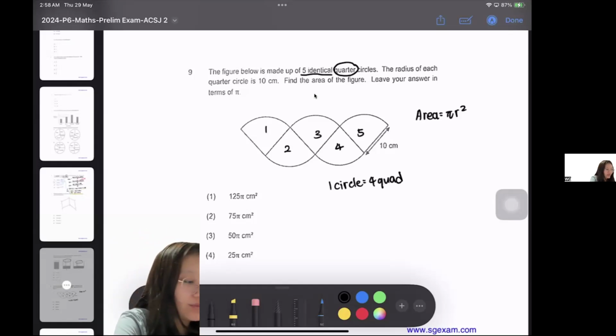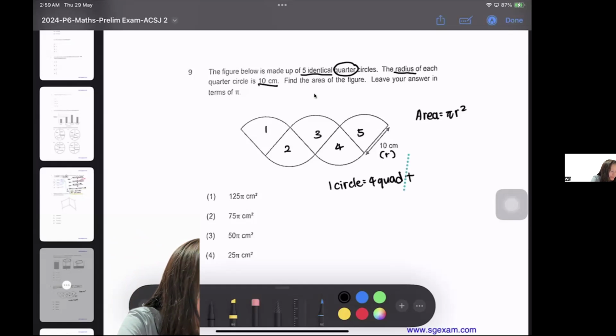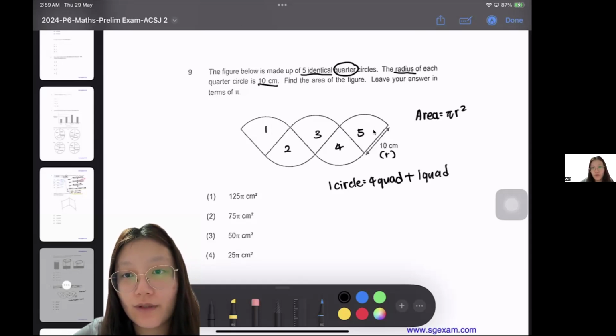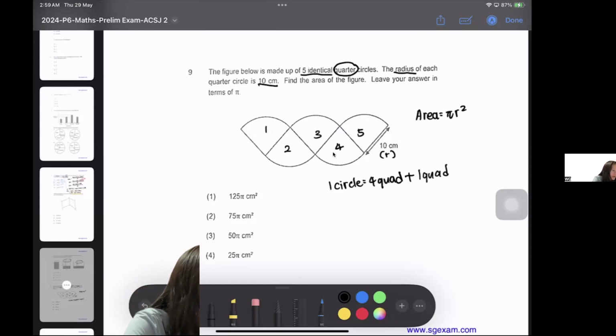So the area will be, your r is the 10 cm. This is your r, which is your radius. Radius is 10 cm. So what you need to do is find 4 quadrants plus 1 quadrant, because you have 5 quadrants here. 1, 2, 3, 4, 5. You have 5 quadrants here.